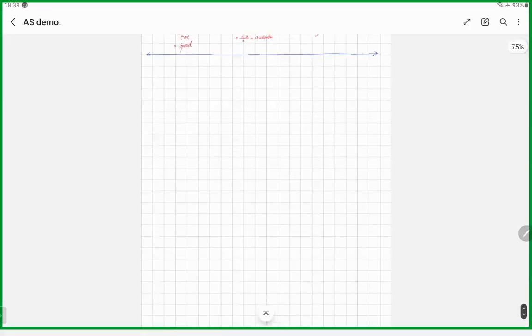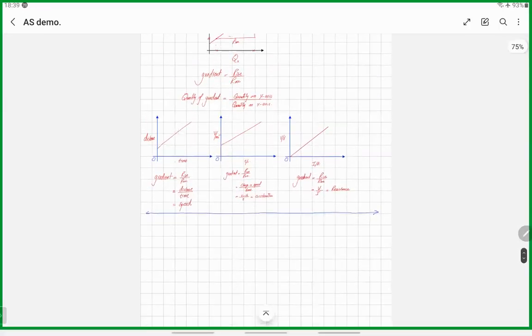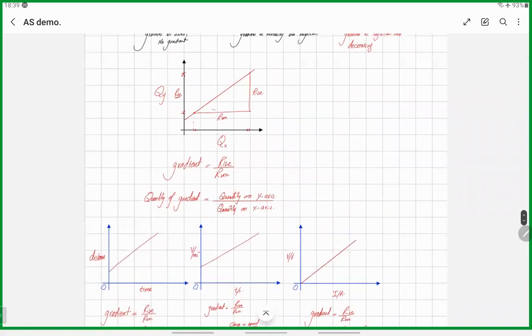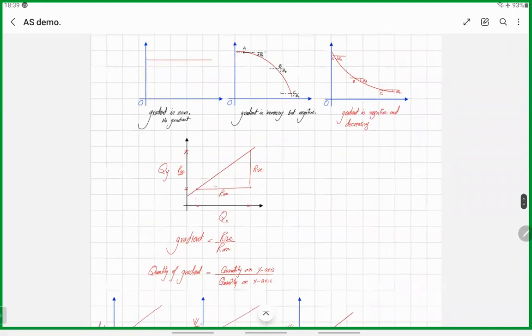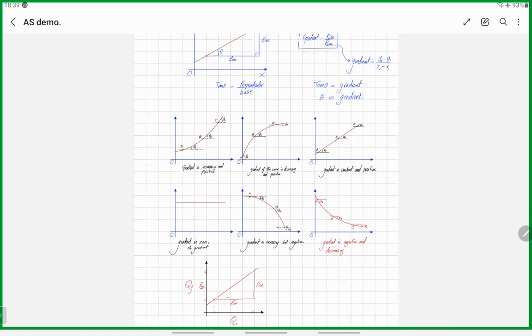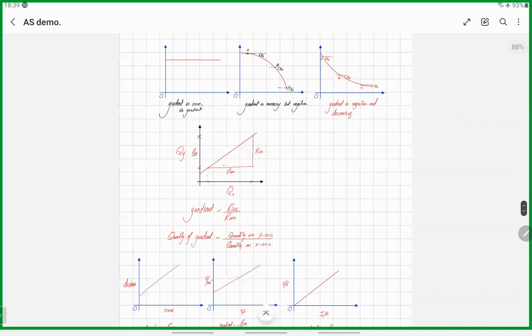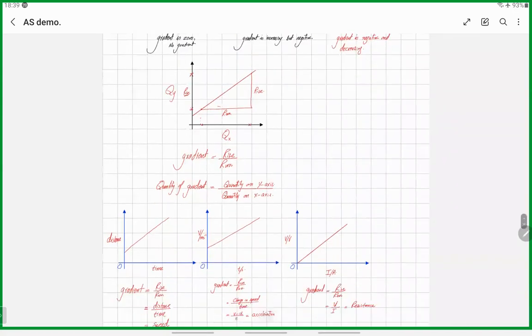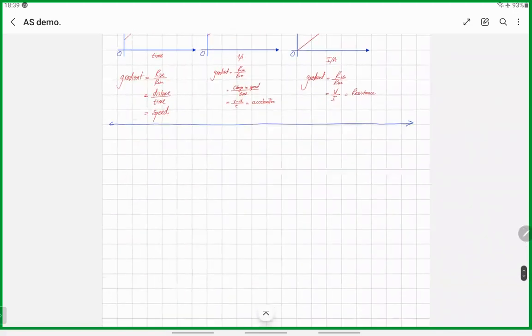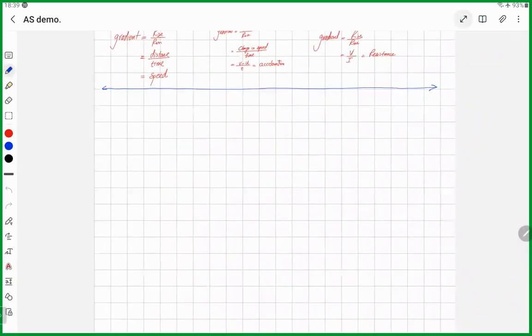Here it is. Okay, last time we were discussing how to find gradient and in what case gradient is increasing and decreasing and positive or negative. We were discussing all that. Today, we will be discussing how do we find area under the graph and what is represented by area under the graph.